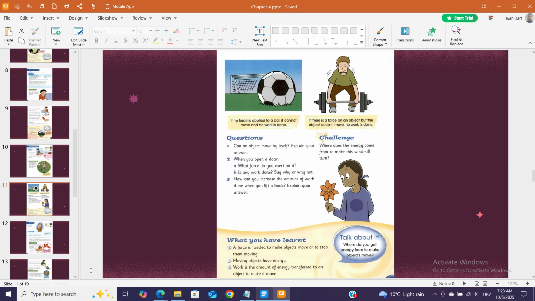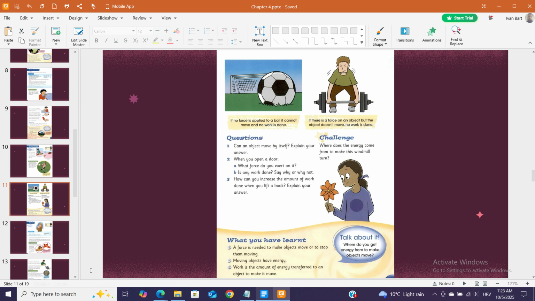1. Can an object move by itself? Explain your answer. 2. When you open a door, what force do you exert on it? B. Is any work done? Say why or why not. 3. How can you increase the amount of work done when you lift a book? Explain your answer. Challenge. Where does the energy come from to make this windmill turn?